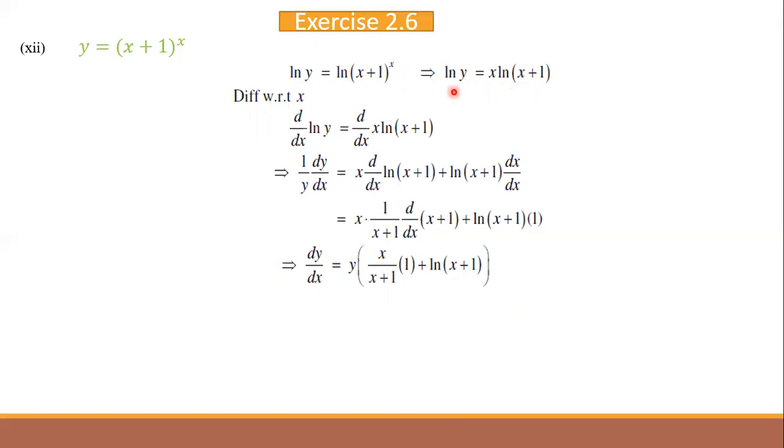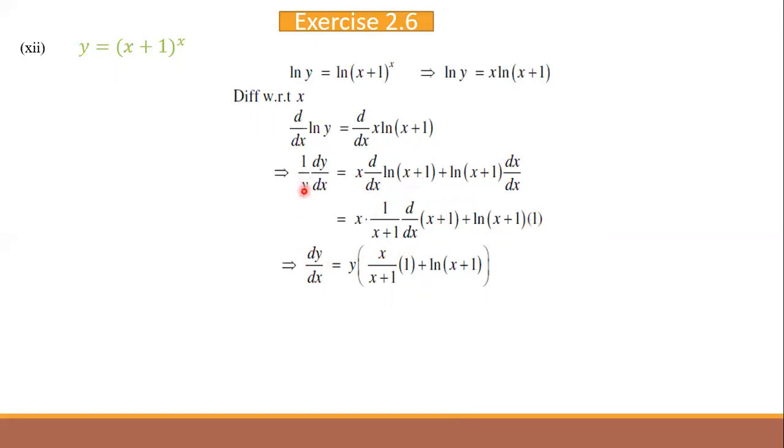Differentiate with respect to x. The derivative of natural log of y is 1 over y and the derivative of y, which is dy by dx. And here we will use the product rule: x as it is, derivative of natural log of x plus 1, plus natural log of x plus 1 as it is, derivative of x with respect to x, that is 1. The derivative of natural log of x plus 1 is 1 over x plus 1 times the derivative of x plus 1.